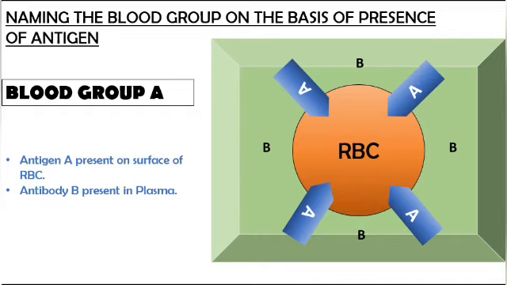So whenever an antigen B comes into the blood, that will not be compatible with the blood type. So that is why antibody B is present here, to protect the person against the invasion of antigen B in case it enters the person's body.